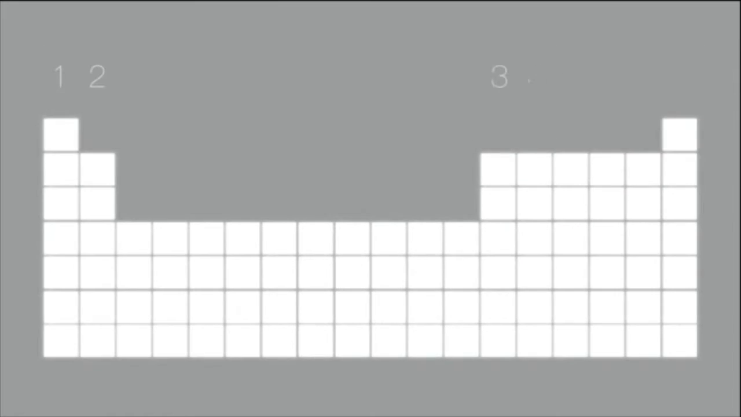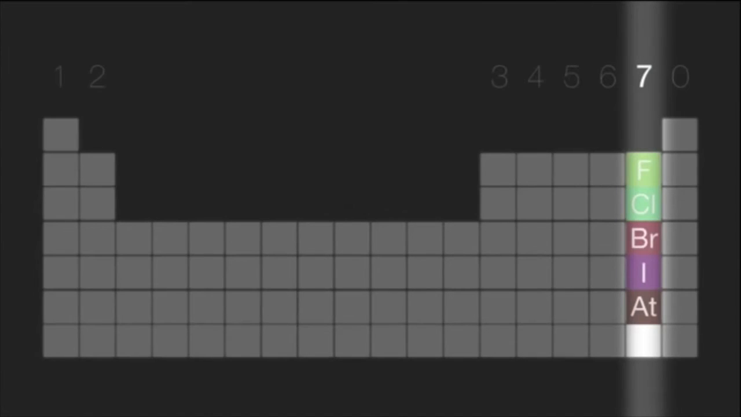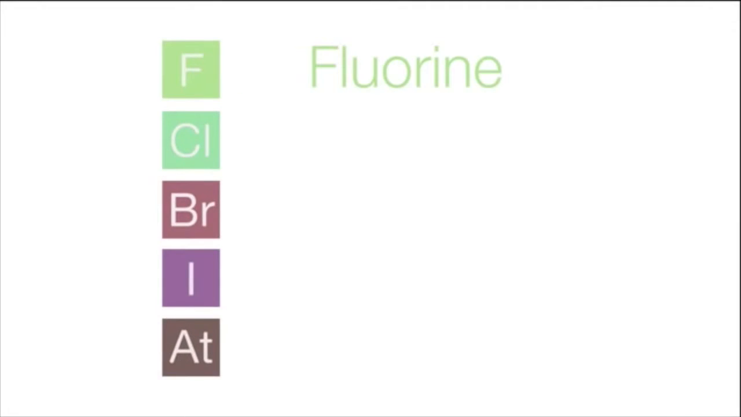Halogens are the 17th group on the periodic table. The group consists of 5 elements: fluorine, chlorine, bromine, iodine, and astatine. All elements are highly reactive and toxic.